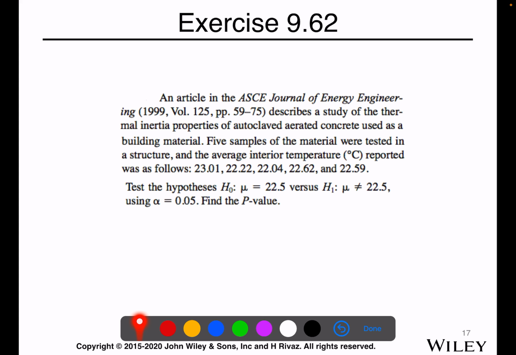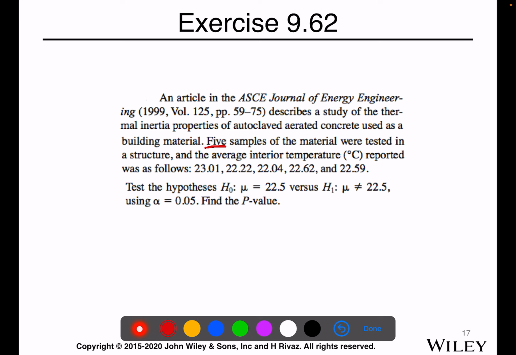Okay, so let's move on. An article in the ASCE Journal of Energy and Engineering describes a study of thermal inertia properties of autoclaved aerated concrete used as a building material. 5 samples of the material were tested. So n is 5.